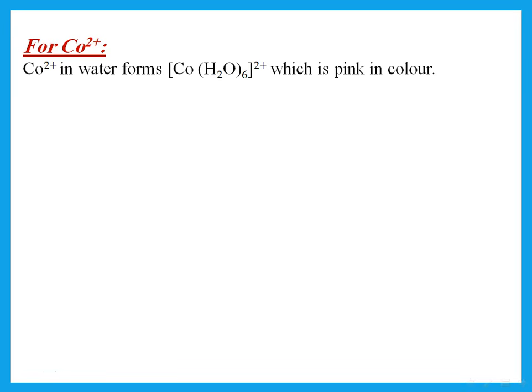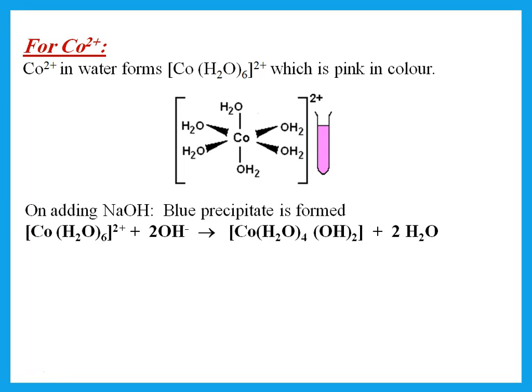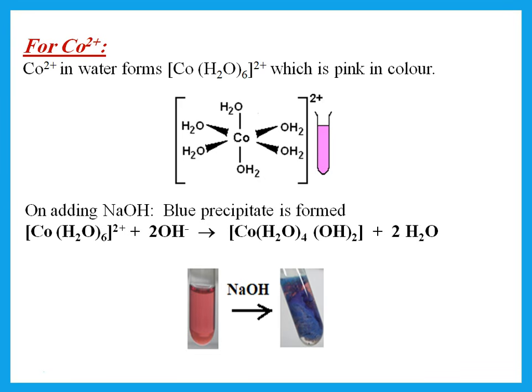What about cobalt? Now, we've talked about copper, we've talked about nickel. Let's talk about cobalt. Cobalt 2+ in water, in which the cobalt is complexed to 6 water, is a pink solution. So we are starting with a pink solution in which the cobalt is complexed to water with an overall charge of 2+. Now, what are we going to add? We are going to add sodium hydroxide. The blue precipitate is formed if you add sodium hydroxide to this complex. So the pink color forms a blue precipitate.